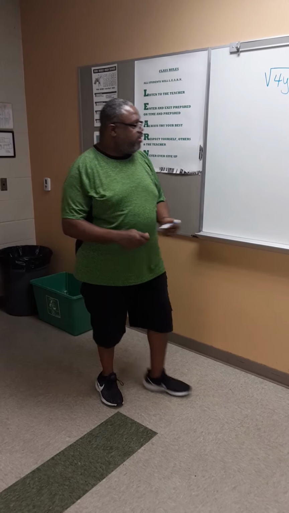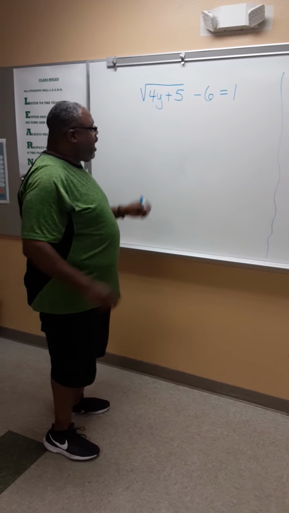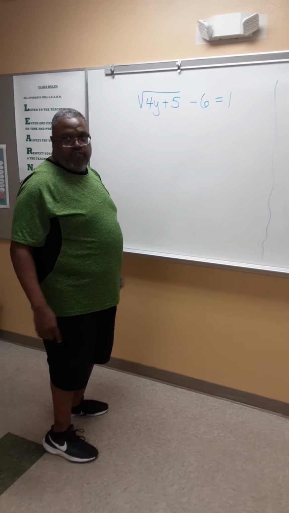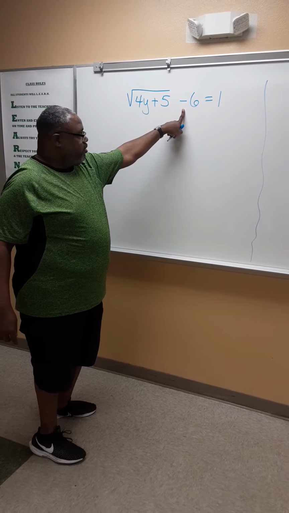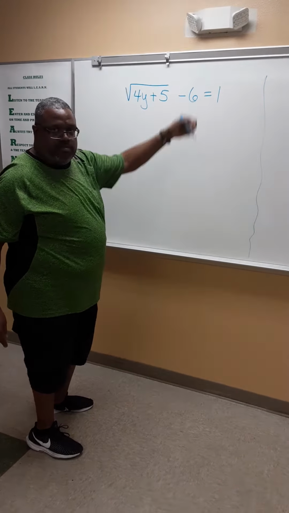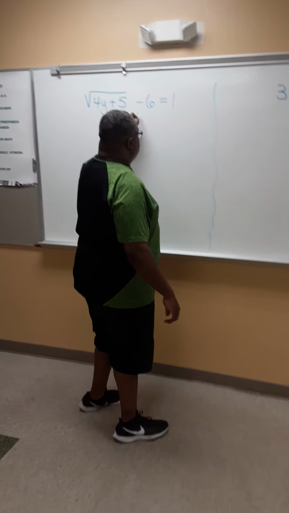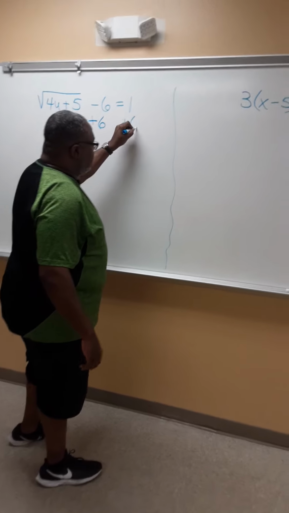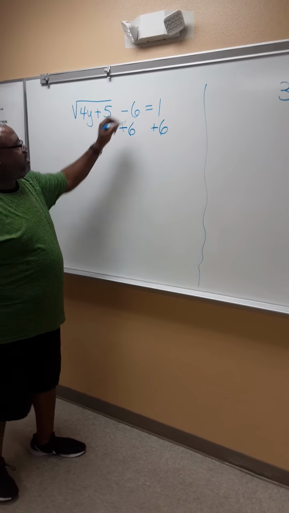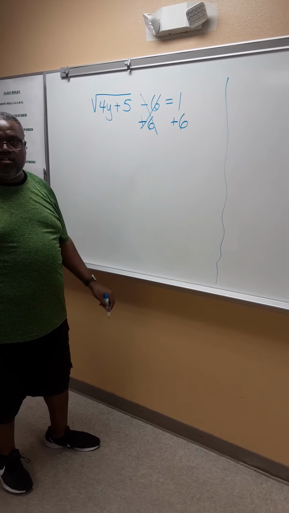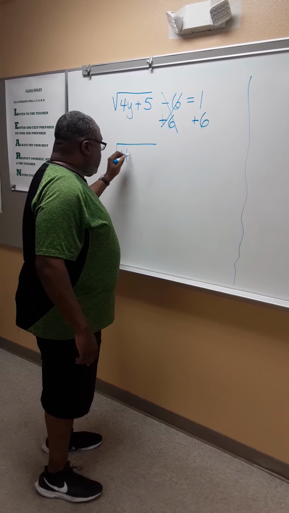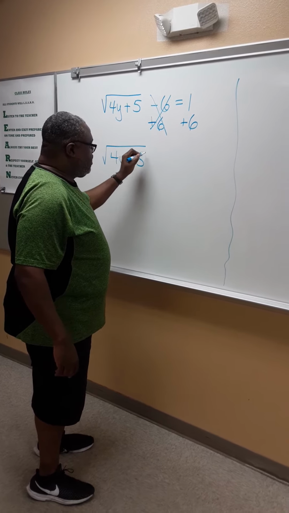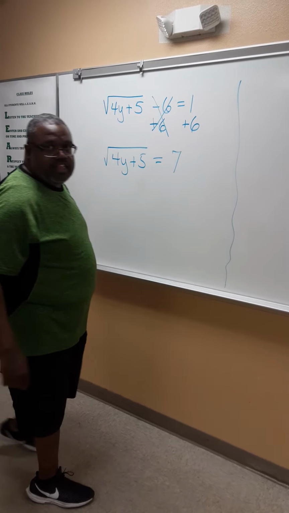So here we go. The first thing we want to do is isolate the radical away from everybody else. So this minus 6 is in my way. To get rid of the minus 6, of course, we add 6 to both sides. I'm going to add it here to this side, and I'm going to add it here to that side. Okay? The 6's are canceled, and so I'm left with the square root of 4y plus 5 equals 7.